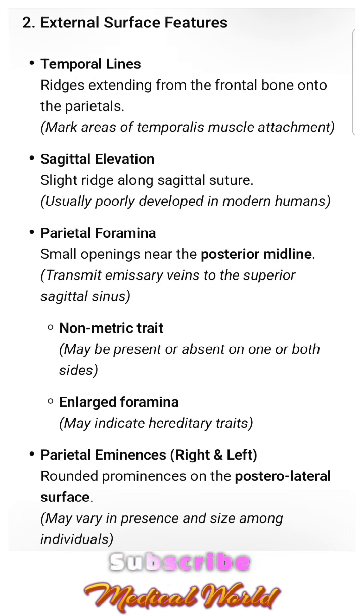2. External surface features. Temporal lines. Ridges extending from the frontal bone onto the parietals. Mark areas of temporalis muscle attachment. Sagittal elevation. Slight ridge along sagittal suture. Usually poorly developed in modern humans.